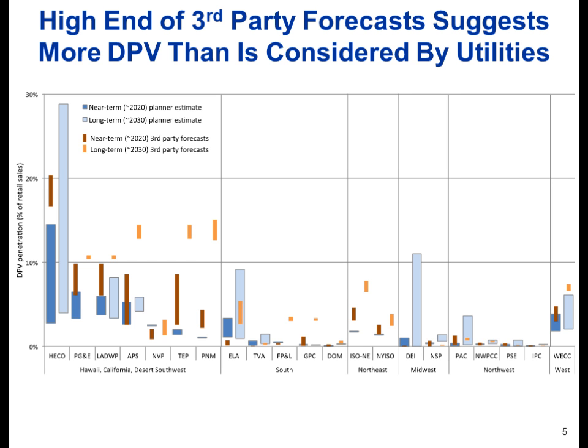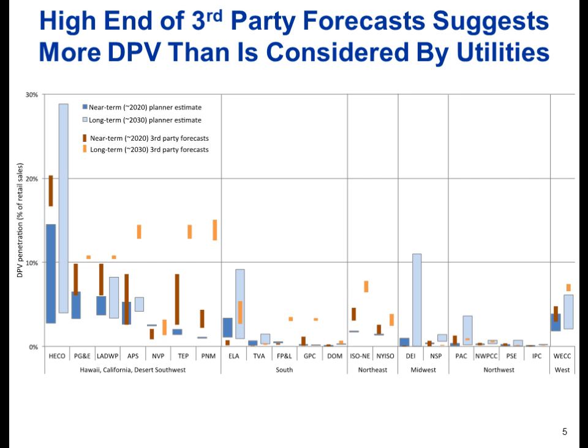We compare the utility forecast to the range of forecasts from several industry participants, including forecasts from Greentech Media, Bloomberg New Energy Finance, and NREL's dSolar forecast. The thin line in orange shows the range of these third-party forecasts. We observe that for some utilities, their upper forecast bound is below the range of these third-party forecasts. For example, the APS DPV forecast for 2030 is much lower than the forecast from NREL's dSolar model.